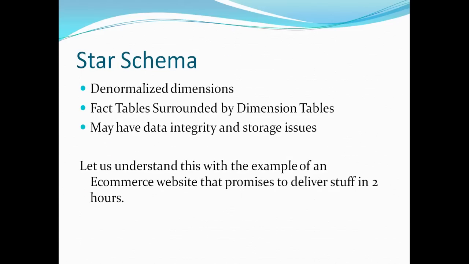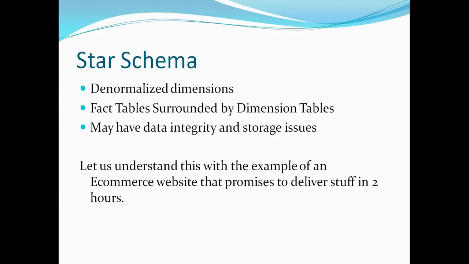Let's understand what a star schema is. If I have to explain that in one word, it's a fact table, or multiple fact tables. Let's take the example of a single fact table. It's a fact table that's surrounded by dimension tables. The dimensions are in denormalized form. That means we will have a lot of data redundancy, and this can sometimes cause data integrity and storage issues as well.